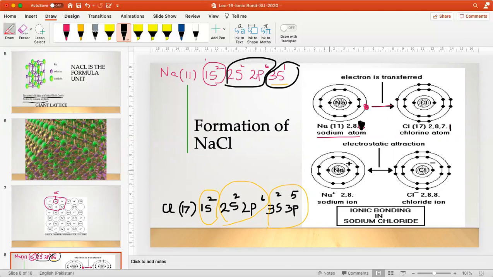Now you can see that the inner shell has 2 electrons and the second shell has a full 8 electrons. So this shell will be complete, and it is stable now. Come over here. You can see that after the transference of this 1 electron, it has come here.